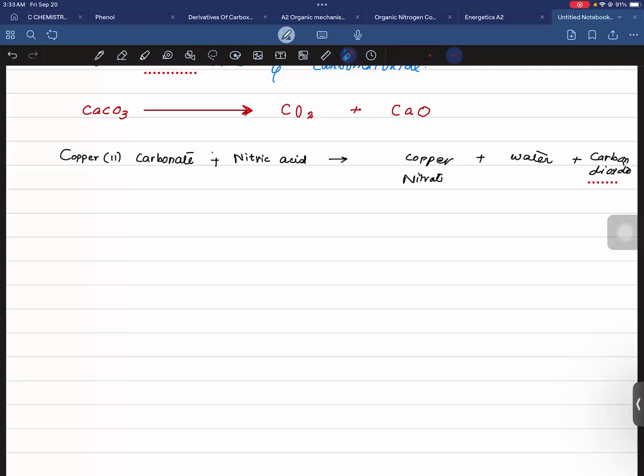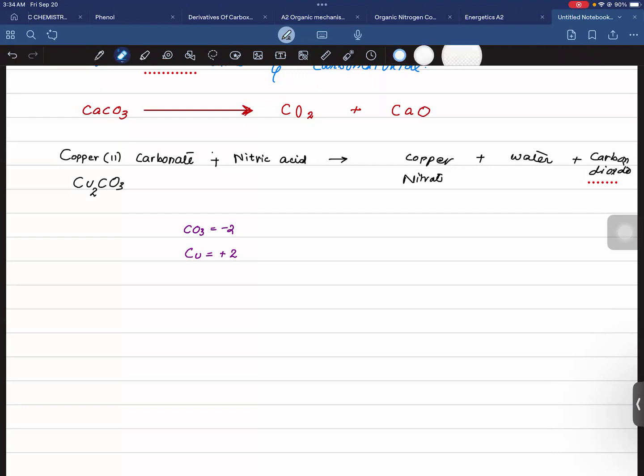So for copper 2 carbonate, I can write Cu and then CO3. Why not Cu2CO3? Why are you saying that it's only CuCO3? Basically, the valency for copper is +2. The charge for copper is +2 and the charge for carbonate is -2.